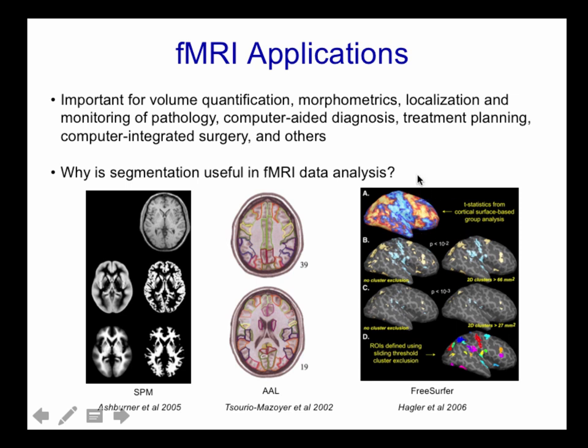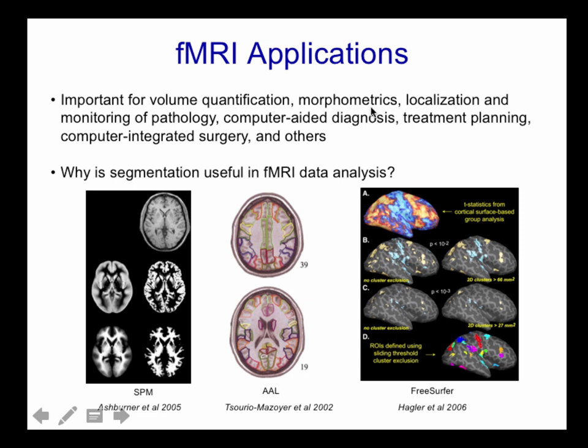So there are lots of applications for segmentation. I'm listing a bunch of them here. Volume quantification is probably the most popular one. In many studies of disease, we simply want to know what the volumes of certain structures are and how they are associated with behavioral characteristics of the person, or perhaps disease duration and other clinical aspects.